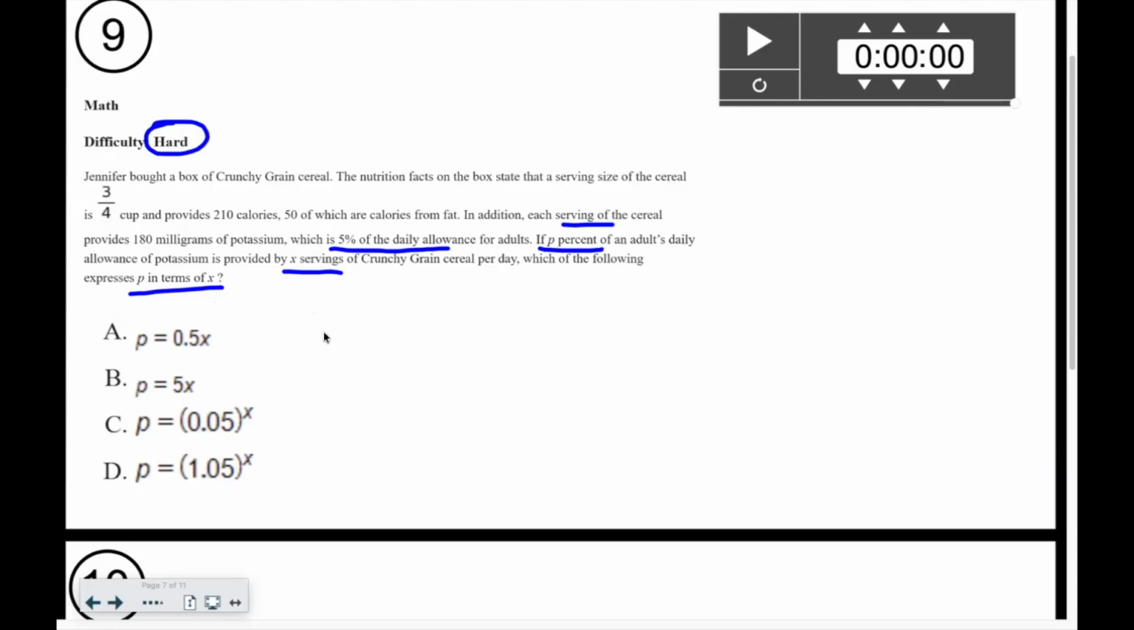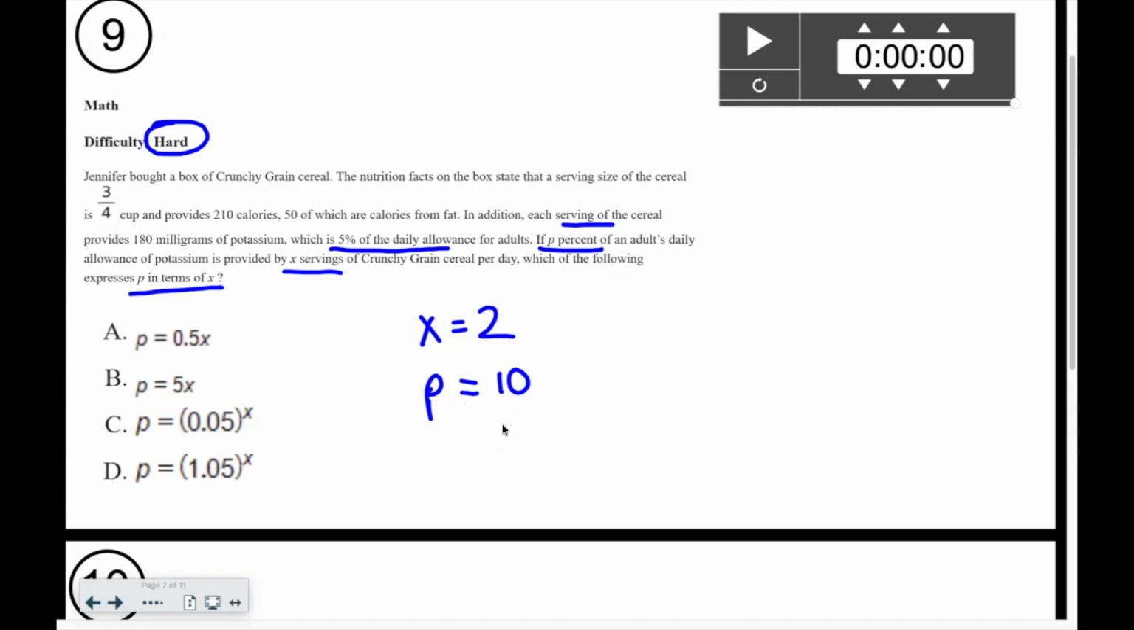So this is another one where I would choose a value to figure out which answer makes the most sense. For instance, if X were 2. And 1 would work here, but sometimes we like to stay away from choosing 1 because a lot of answers might give you the same thing, because 1 is kind of a special number. So I just skipped over that. If there's 2 servings and each serving is 5%, then the daily allowance is going to be 10%. So P will be 10.